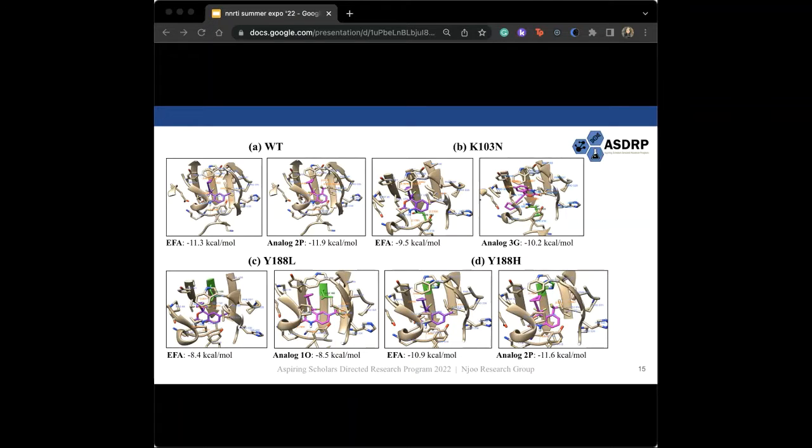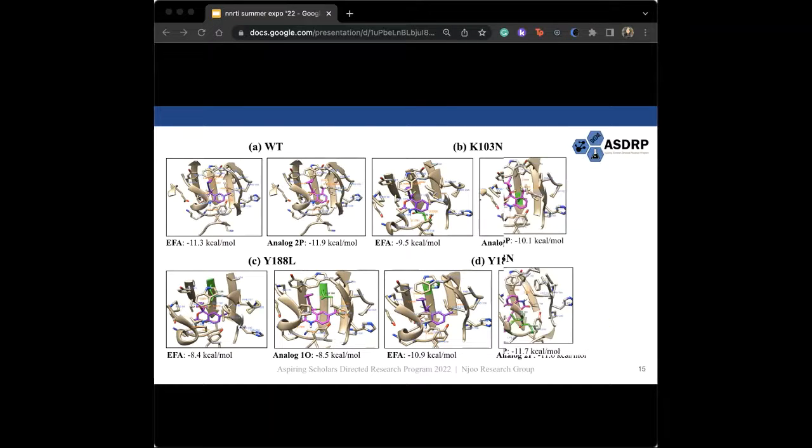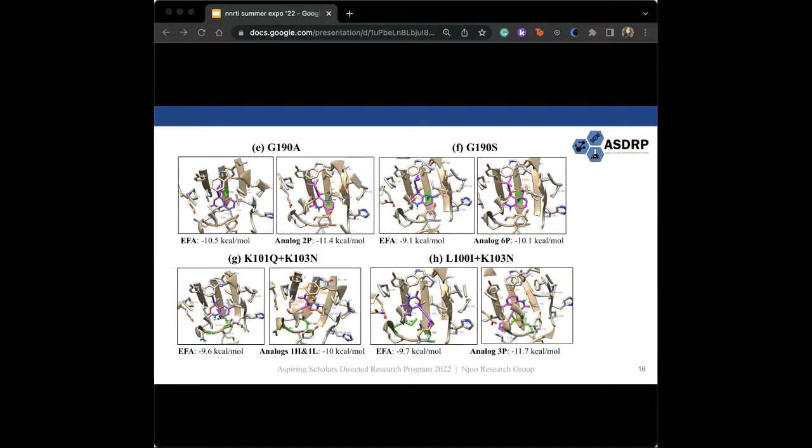And as you can see, some mutants are more potent than others. For example, mutations at tyrosine 188, as that is a really important interaction that the ligand forms with the protein. And these are just more of those binding poses.